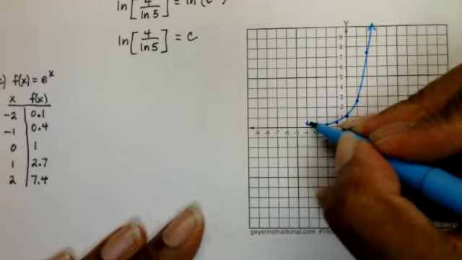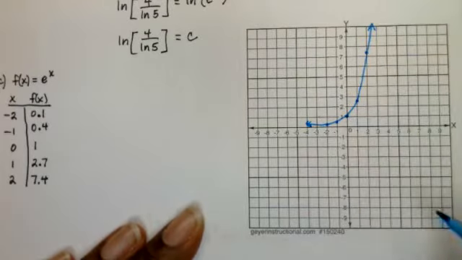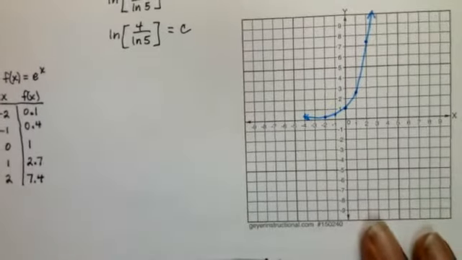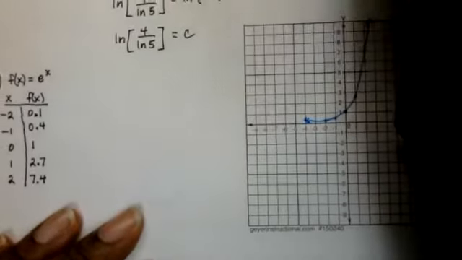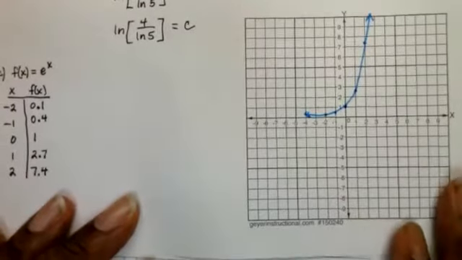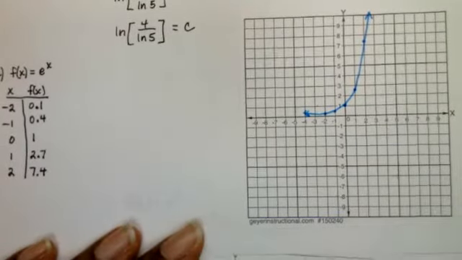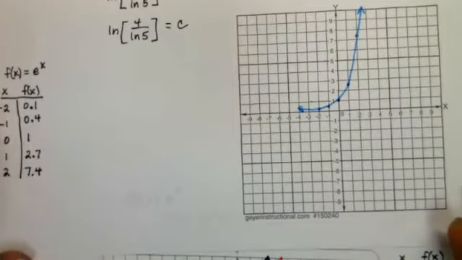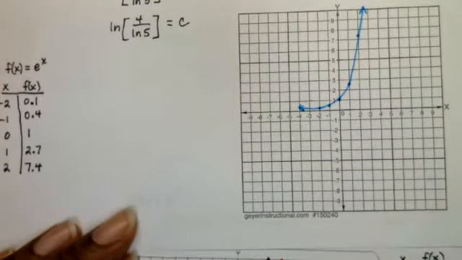And coming this way, it approaches the x-axis. It's closer and closer to the x-axis. So that's the graph of f of x is equal to e to the x. All right. Now I need to come up with a line that passes through A, f of A, and B, f of B.